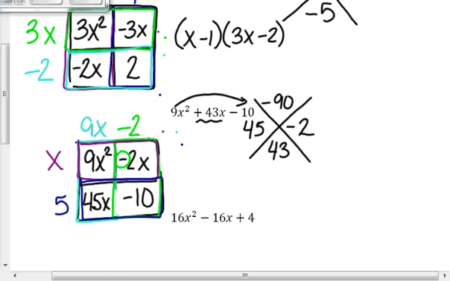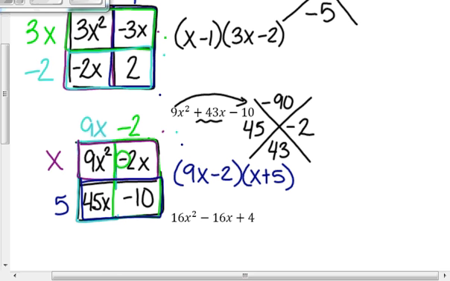We can always go back and double check. X times 9x is 9x squared. X times -2 is -2x. 9x times 5 is 45x. And 5 times -2 is -10. So our factors are 9x minus 2 and x plus 5.